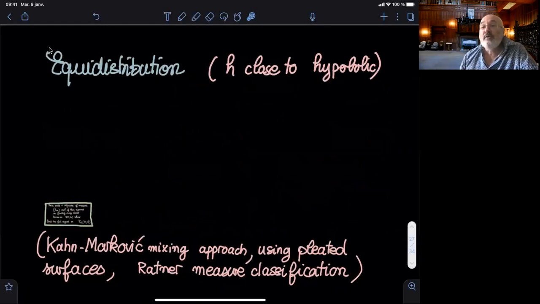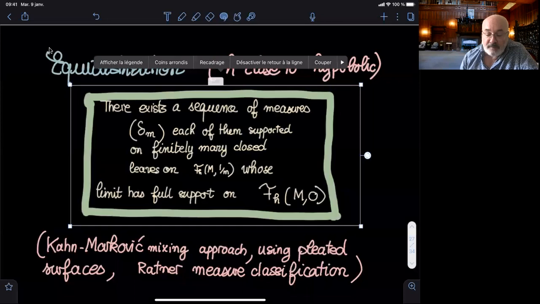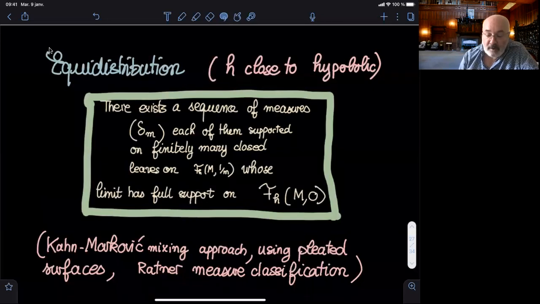Now we use the Kahn-Markovic proof itself. You have to go into the proof, and that's not so easy, to be fair. What you show is that in that context, there exists a sequence of measures, each of which is actually supported on finitely many closed leaves. When m goes to infinity, the epsilon here, which is 1 over m, goes to 0. And the limit of this measure.